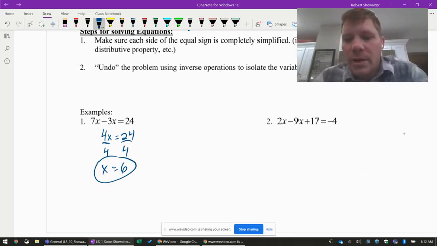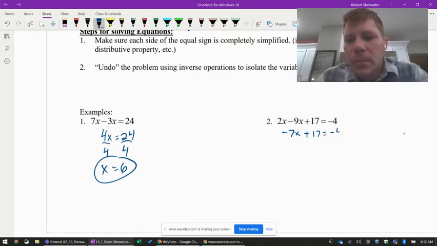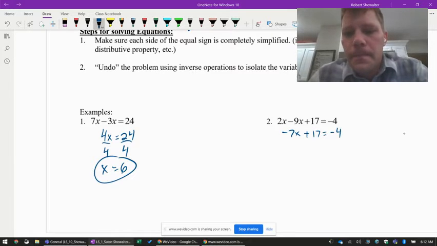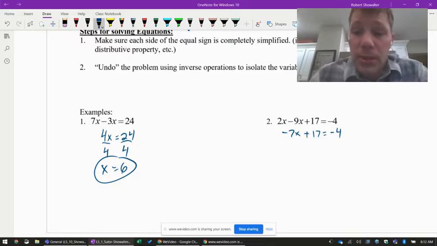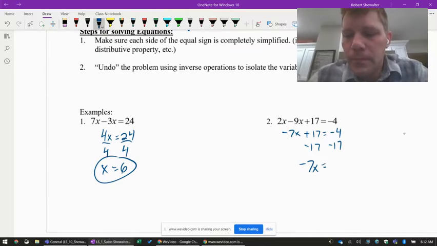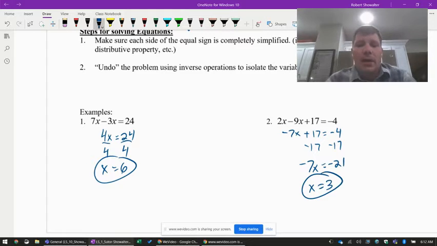That one. Over here on the right, we have 2x minus 9x, so it's negative 7x. We're going to combine those first. Remember, combine those. And then we keep going just like the ones up above. Minus 17 both sides. We get negative 21, and then we divide by negative 7. We get x is 3. Great. Again, pause the video if you need to. I know I'm going fast.